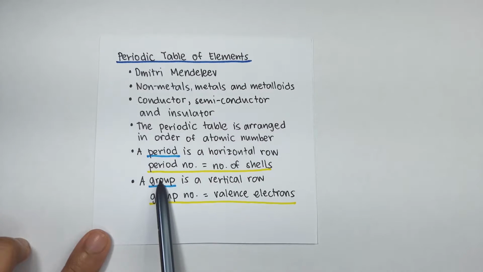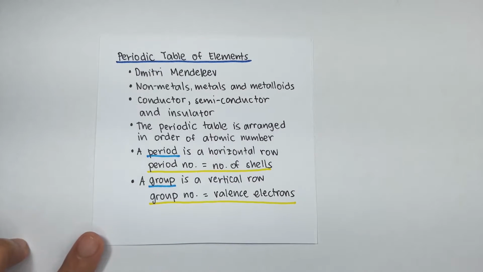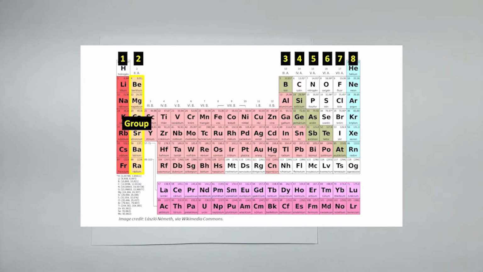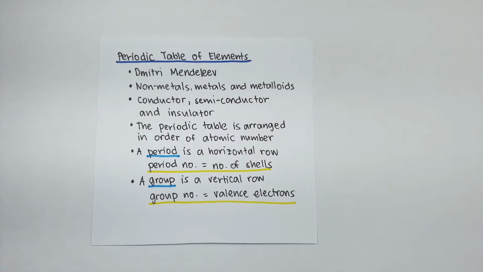Yung group naman, sila ay vertical rows of the periodic table. So, ang group number mo is equal to the number of valence electrons. Pero yung i-consider nyo lang ay ito sila ng mga vertical rows. So, group 1, 1 valence electron. Group 2, 2 valence electrons. Group 3, 3 valence electrons, and so on. So, for example, silicon. Period 3, group 4, 3 shells, and 4 valence electrons.